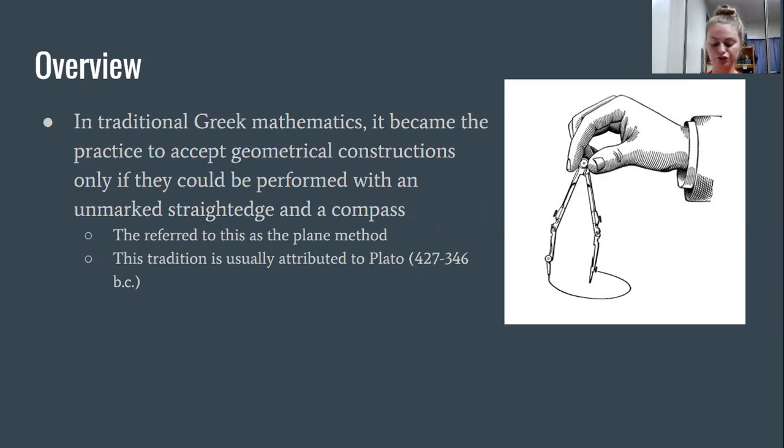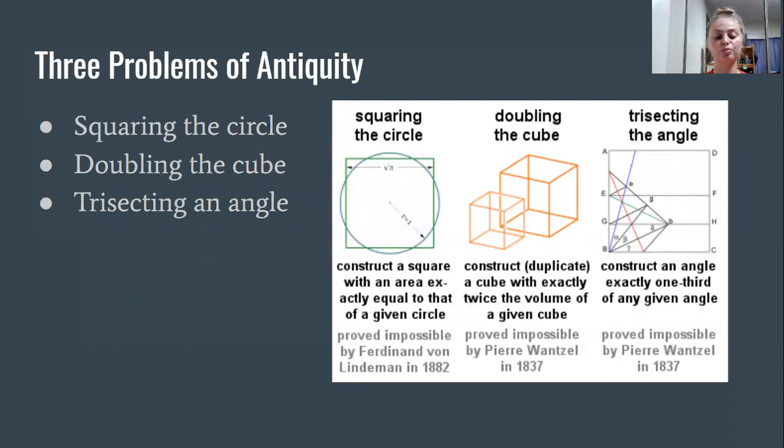The Greeks referred to constructing geometric figures using only a straight edge and a compass as the plane method. So from here on out, I'm going to be using the plane method to describe that. Although the bulk of Greek geometry was constructed using plane methods, there were three problems that defied solutions by the plane method, and those are the three problems of antiquity.